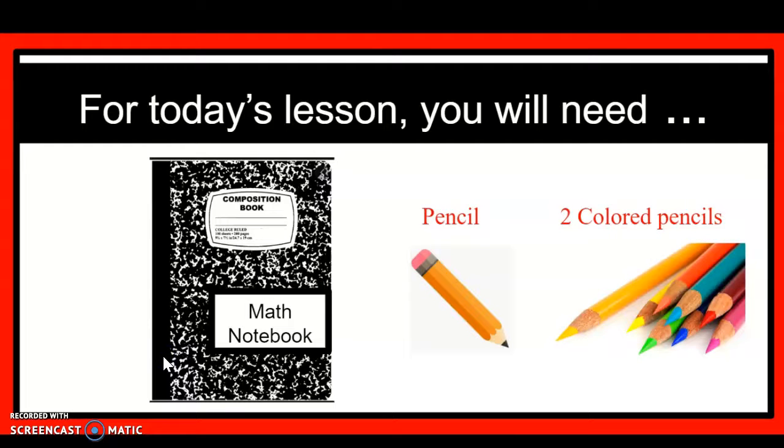For today's lesson, you'll need your notebook, pencil, and some colored pencil will be super helpful.